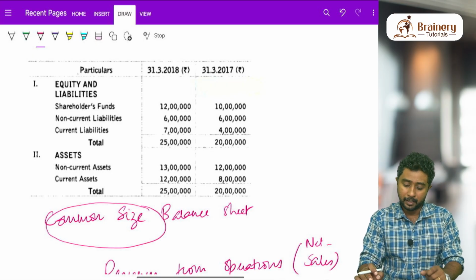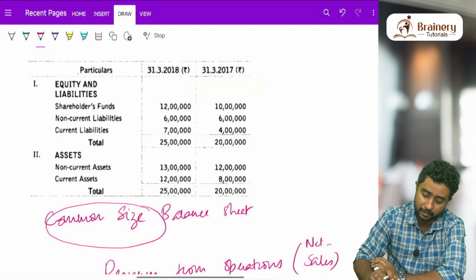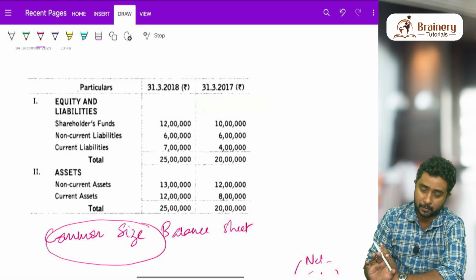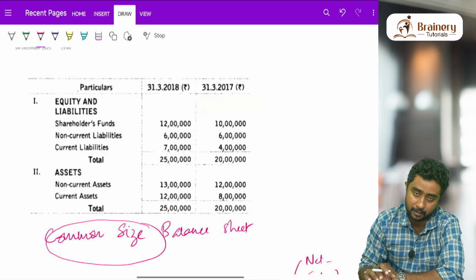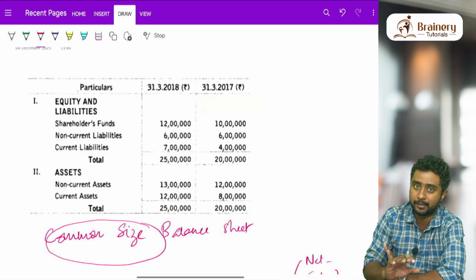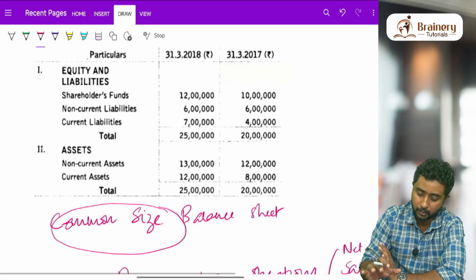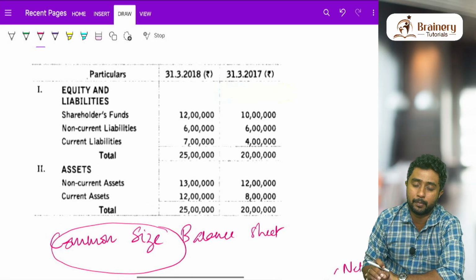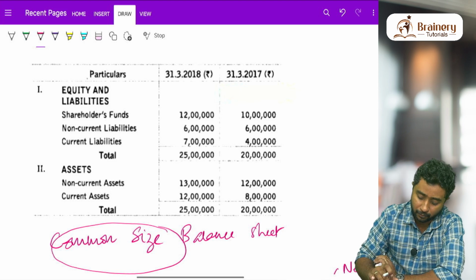Now we are preparing a common size balance sheet in this question. Only one balance sheet is given, not fully. So the question is actually to prepare a common size balance sheet, which I didn't mention anywhere here; I am just showing you the balance sheet part alone. Okay. Just like when you are preparing the comparative statement, the format is like this.